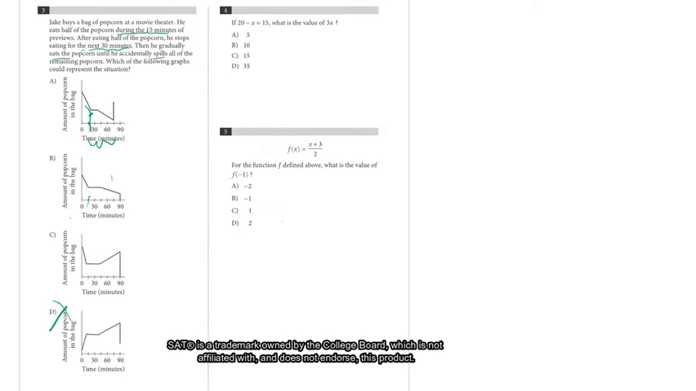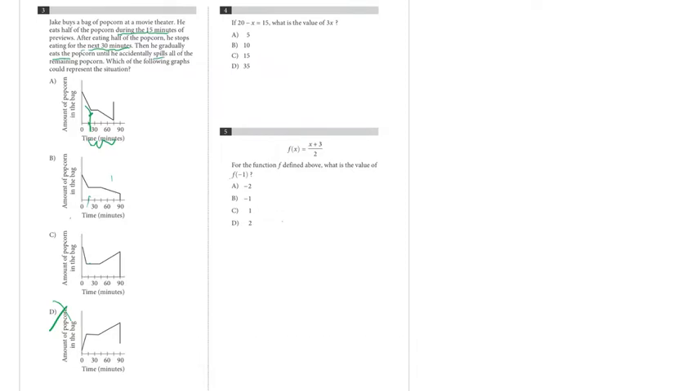Okay, so after the first 15 minutes, Jake stops eating for 30 minutes. So the amount of popcorn in the bag for the next 30 minutes has to stay constant, which is going to be a horizontal line for 30 minutes. So this one's good. This one looks a little short, but maybe it's good. And this one looks good. So let's go to the next part of the question.